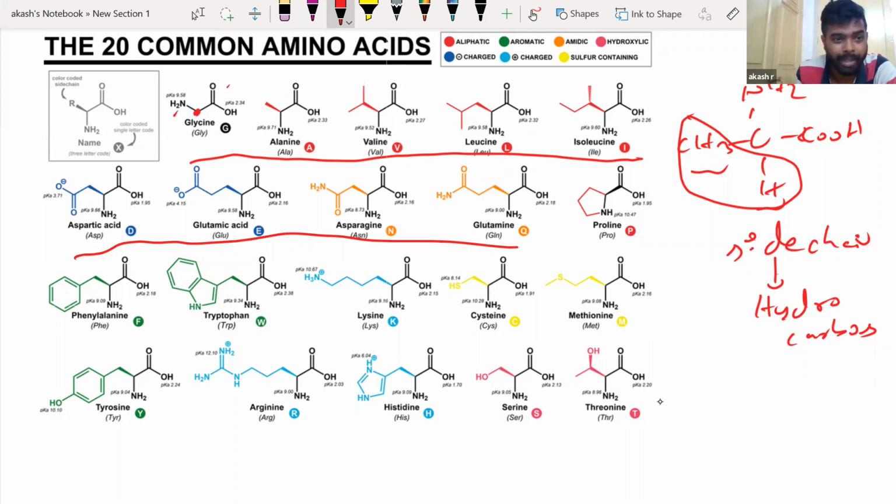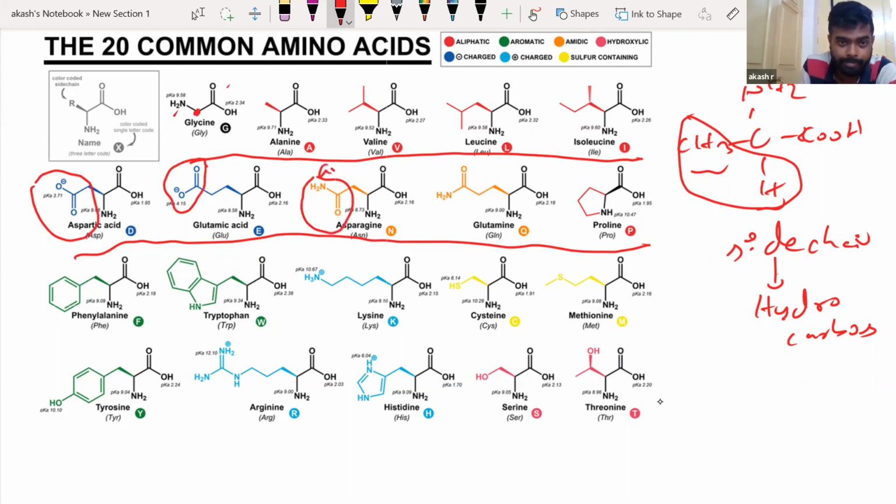Now, the second line consists of some kind of polar groups. You see that in aspartic acid, I have a COOH, COO minus basically. In the same way, in glutamic acid also, you have a COOH. In asparagine, you see that there is an amide. This is an amide, right? So all of these contain some kind of polar groups.